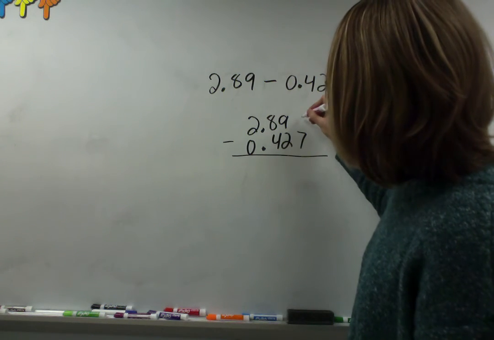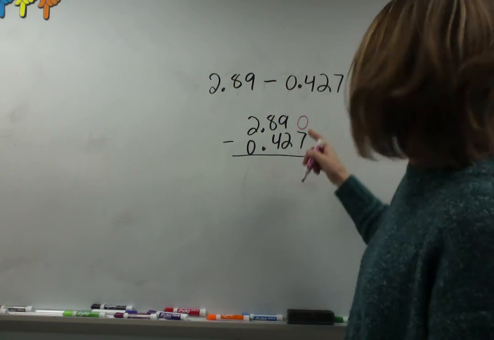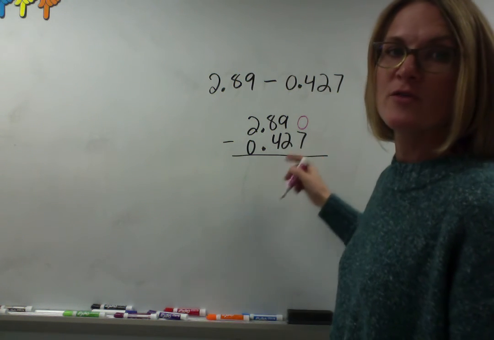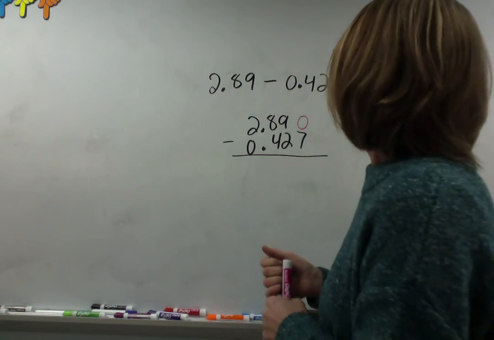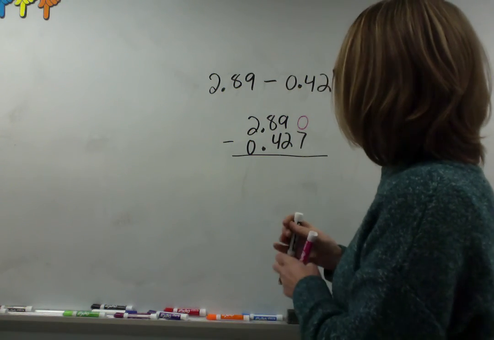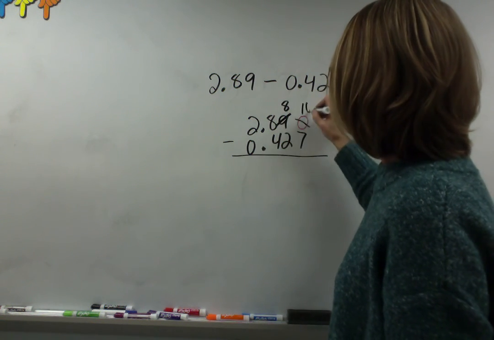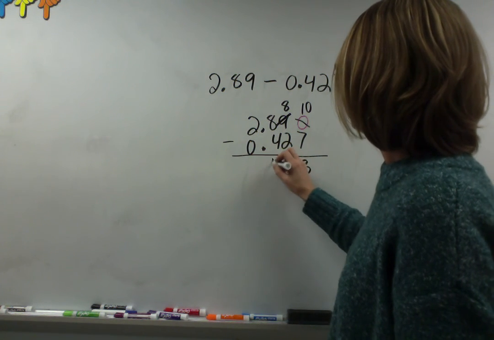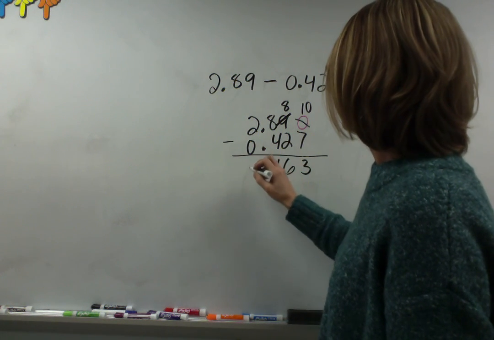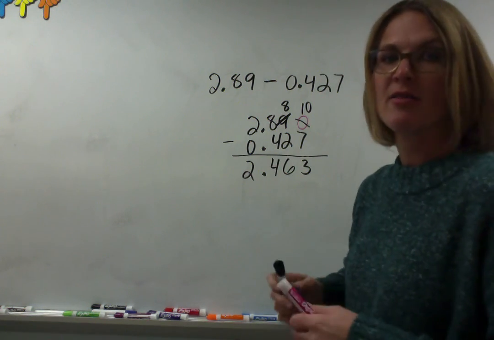So what you need to make sure that you do is when you have a blank space like this, you put a 0 in there, because you have to remember that you can't subtract from nothing. So if you put a 0 in there, then that should remind you that you have to borrow. So you're going to have to go over here before you can subtract. You're going to have to borrow from the 9, make that an 8, make this a 10. 10 minus 7 is 3, 8 minus 2 is 6, 8 minus 4 is 4, and 2 minus 0 is 2. So you get 2 and 463 thousandths.